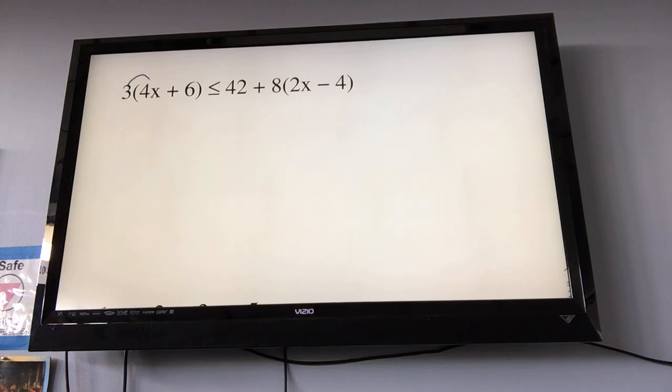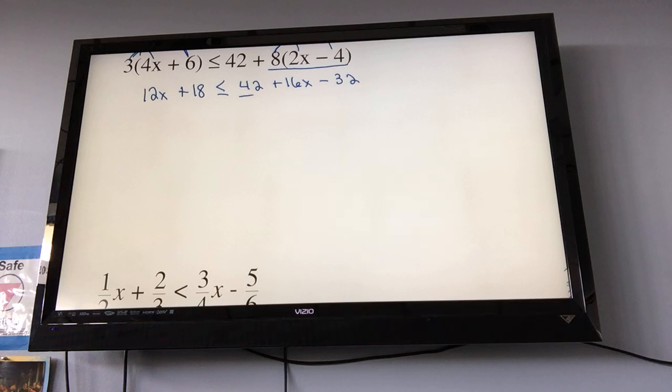We're going to distribute 3 times 4, 12x, 3 times 6, 18, less than or equal to. Now here's distribution. That 42 has nothing to do with the distribution, with the multiplying. Get rid of the parentheses, because there's a symbol between. So just bring the 42 down. And then go 8 times 2x, positive 16x, 8 times negative 4, negative 32.